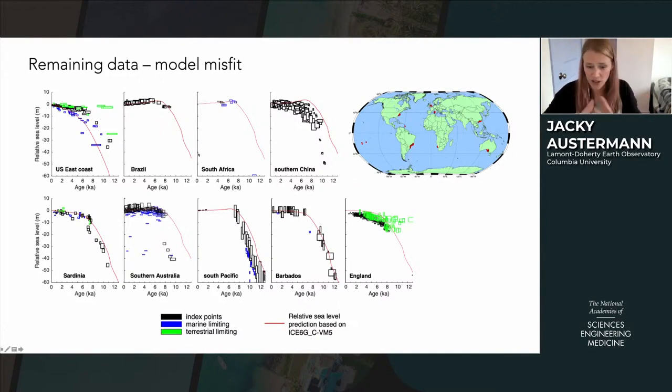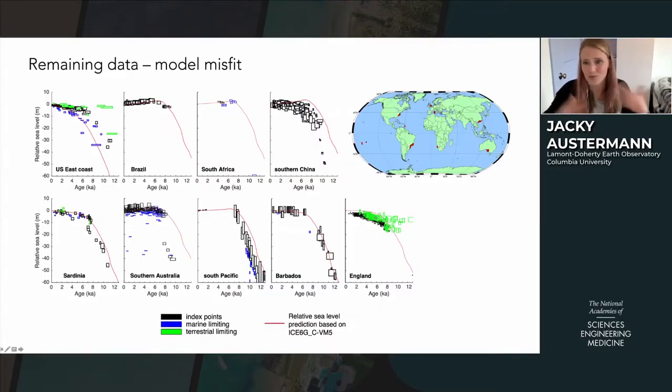So it's a model that assumes radially symmetric viscosity. It fits quite well in some locations, here, possibly up here. And there are other locations where it doesn't, or it fits in Barbados very well. The Barbados data also went into constructing this ice model. And then it doesn't fit so well at other locations, right?